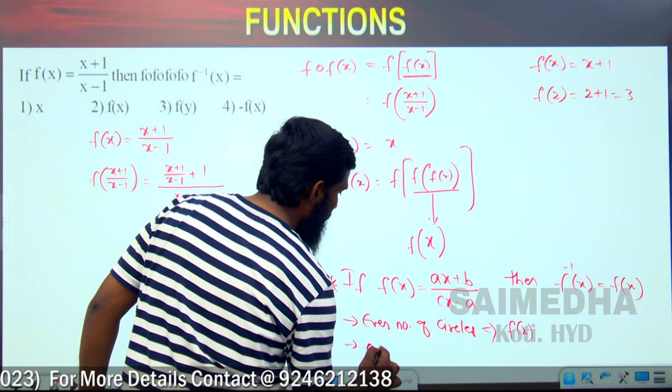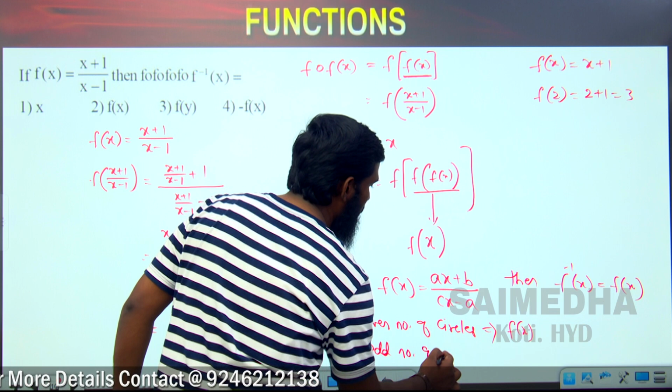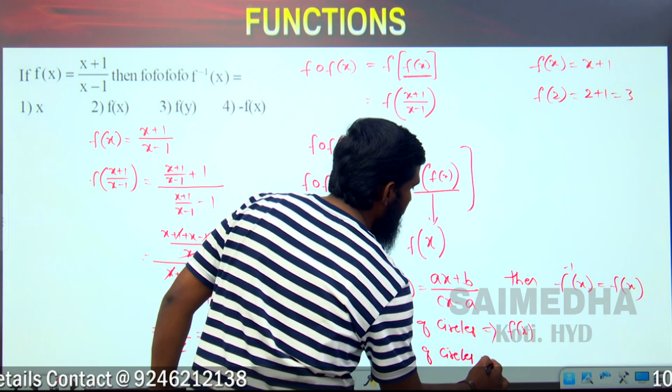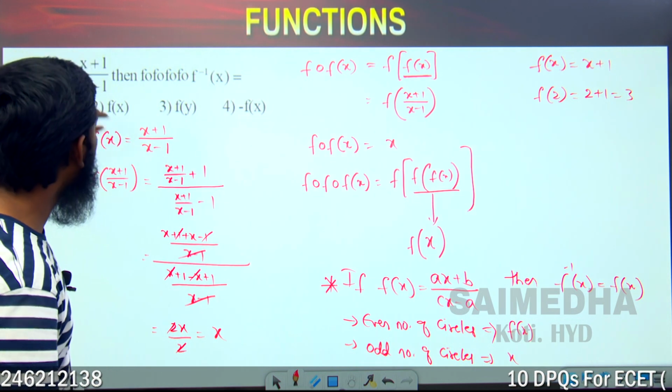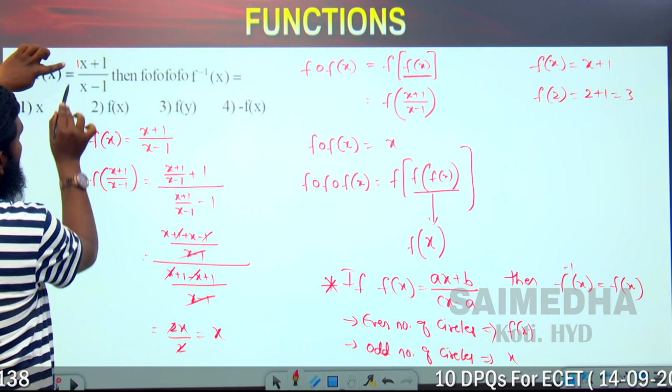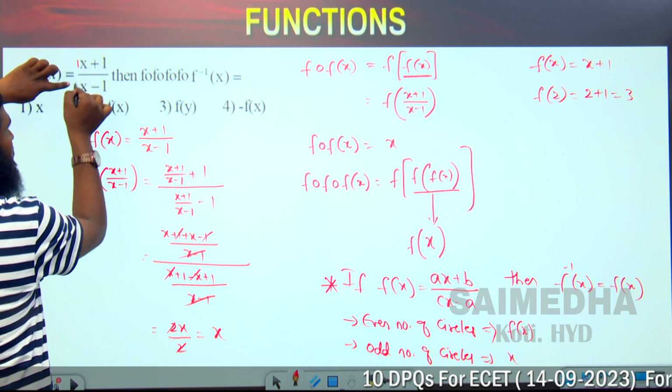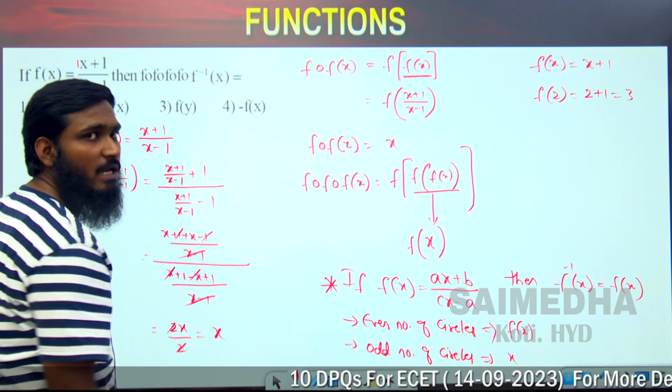And if you have an odd number of circles, then we get the answer x. So this is the shortcut we have for this question. Now listen carefully. What numbers do we have here? We have 1 and minus 1, and these numbers can be anything. So this condition will be applicable for this part.